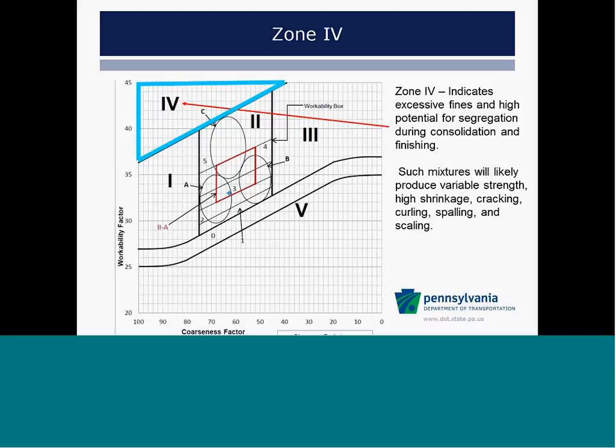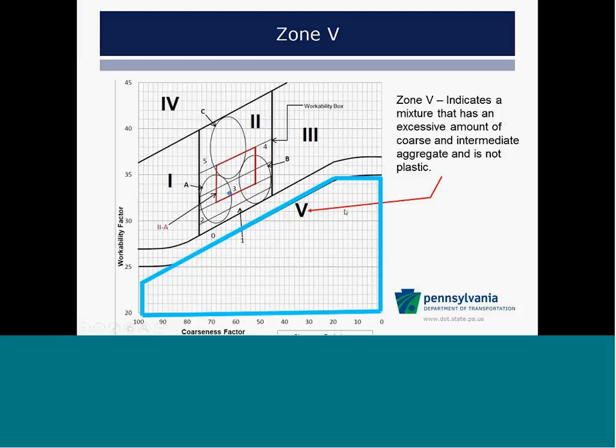Zone 4 indicates excessive fines, with high potential for segregation and problems with consolidation and finishing. Mixtures are likely to have high shrinkage, cracking, spalling, and scaling. These are high-order mixes, not really suitable for bridge decks. Zone 5 indicates excessive amounts of coarse aggregate, and the intermediate aggregate is not plastic. These are very coarse mixes that don't tend to close up very well and are real hard to work with.